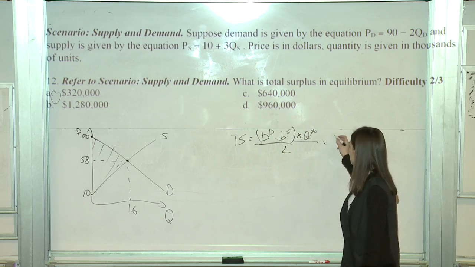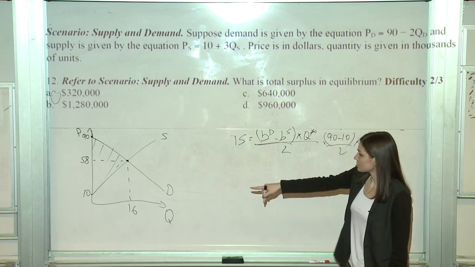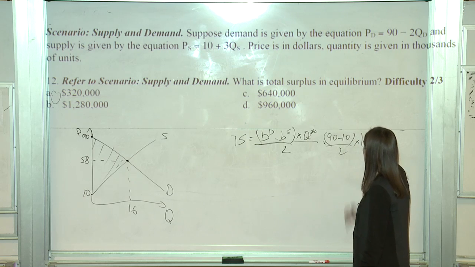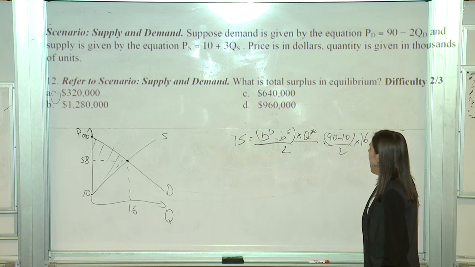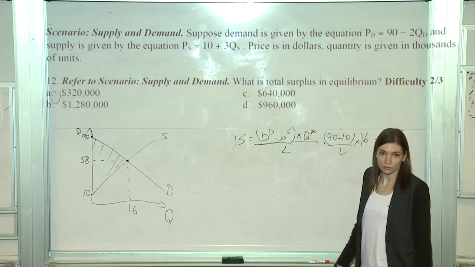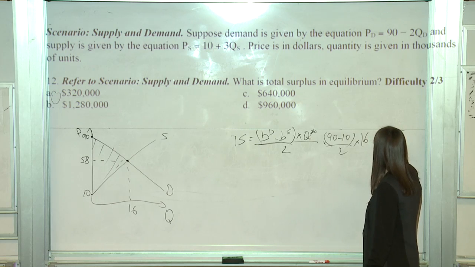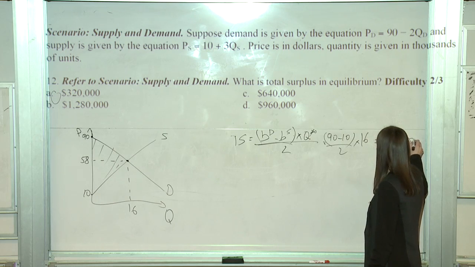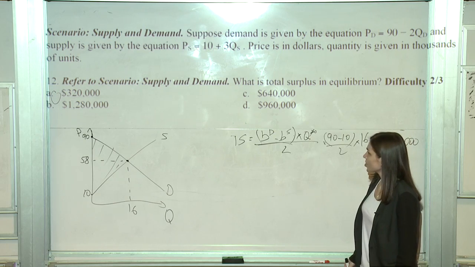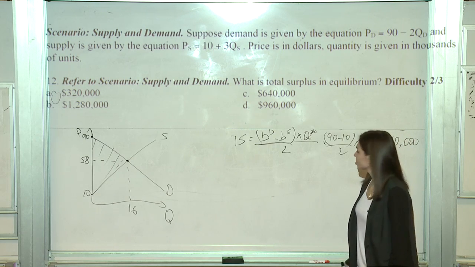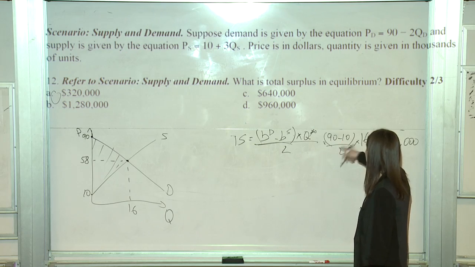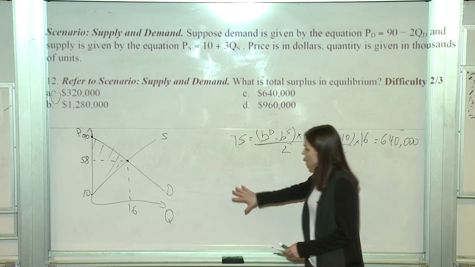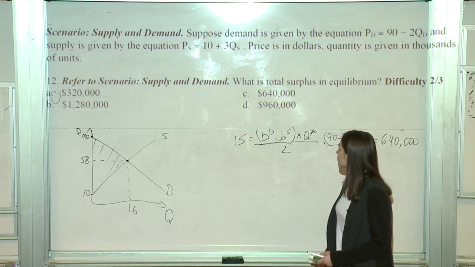Right, so I can just plug this in now. I have 90 minus 10 times 16 divided by 2. What is this? 640,000. Correct? Right, this is 80 times 8, yeah. And the quantity is in thousands, so that's why we get this.